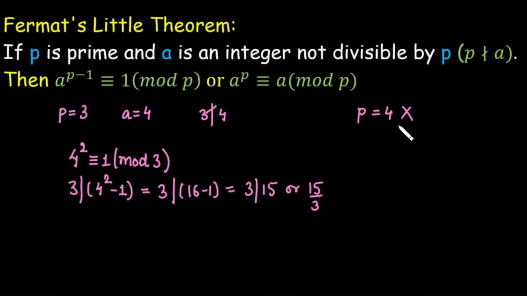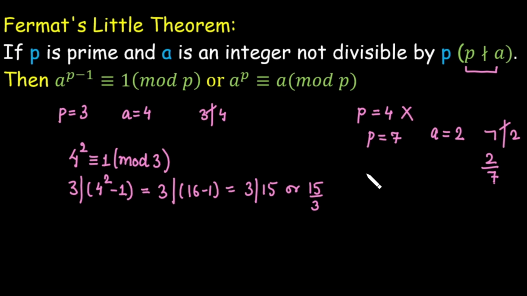Now, let's take another prime number, p equal to 7 and a equal to 2. Check whether the theorem is applicable in this case. First thing we need to check is whether 7 divides 2. No, because 2 by 7 is not an integer. So we can apply this Fermat theorem.